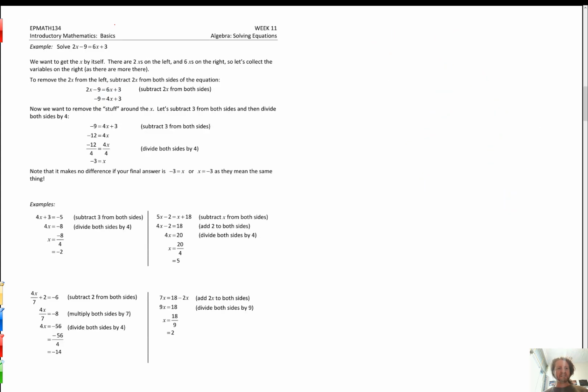Okay, what have we got next? Another example, we've got 2x minus 9 equals 6x plus 3. Well, you can see here I've got more x's on the right than the left, and that's where I'm going to let them stay. That's the old man. Respect your elders. This little 2x can move.